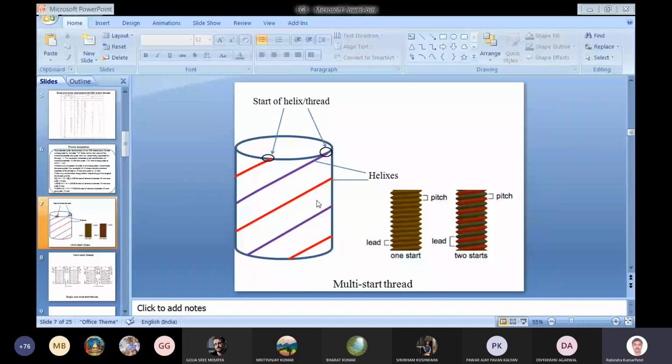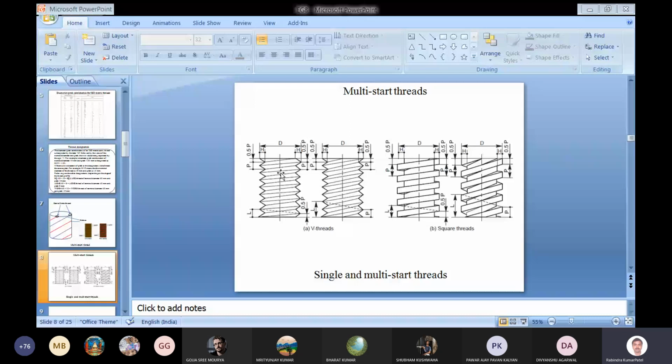So there will be a two start thread. In the case of a two start thread, you can see the figure. Here two colors are shown. The first one is a V type thread, where pitch and lead have been shown. Here pitch has been shown and here lead has been shown. For one revolution of this screw, we will have one pitch of advancement along the axis. So we call it a single start thread.